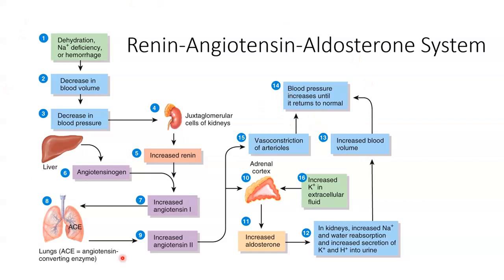Now, I don't expect you to be able to draw out a figure like this. I simply want you to know that the renin-angiotensin system is stimulated because of a drop in blood volume and blood pressure. To have these effects over here, we need to get the hormone into the active form, which is angiotensin II. And then angiotensin II has those three effects.